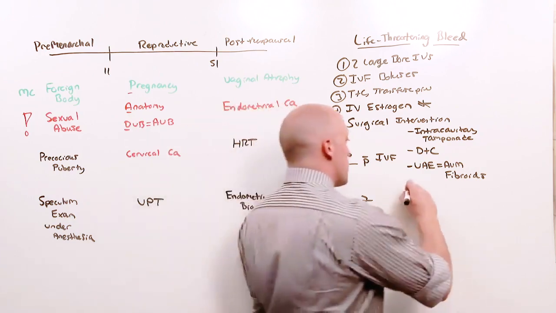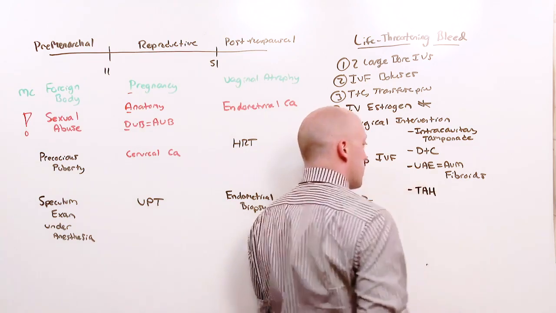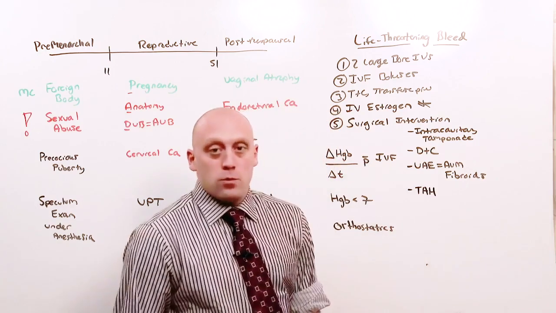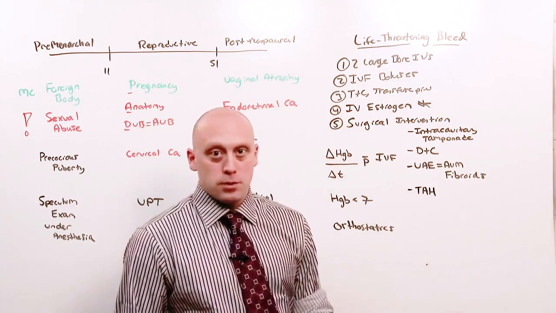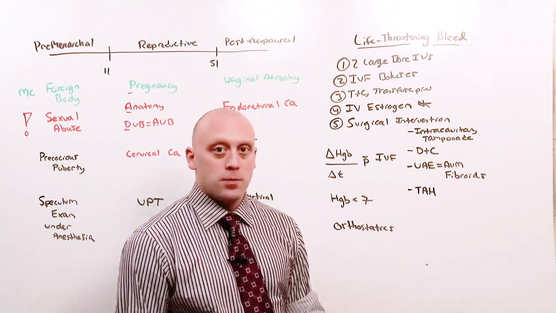But the definitive therapy for unrelenting life-threatening hemorrhage is a total abdominal hysterectomy. Of course, it removes the source of bleeding, so the bleeding stops. But also, removes her fertility.